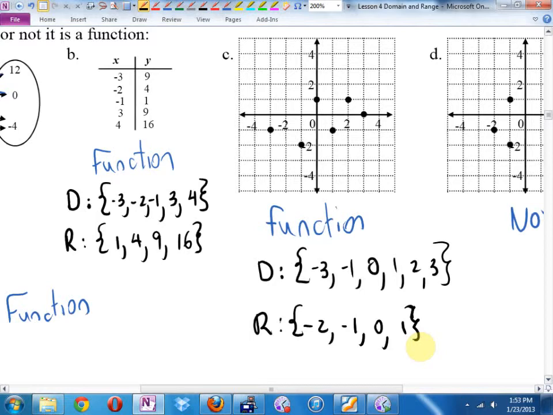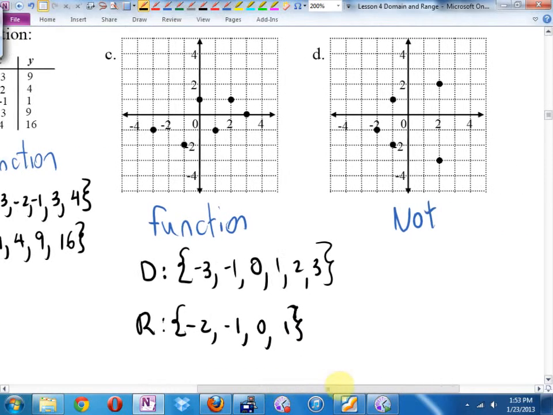It's when they're connected, when they're not disjoint, when they're not discrete. When they are discrete, when they're not continuous. I said when they're not discrete. When they are discrete, it's easier. Just read out the x values.